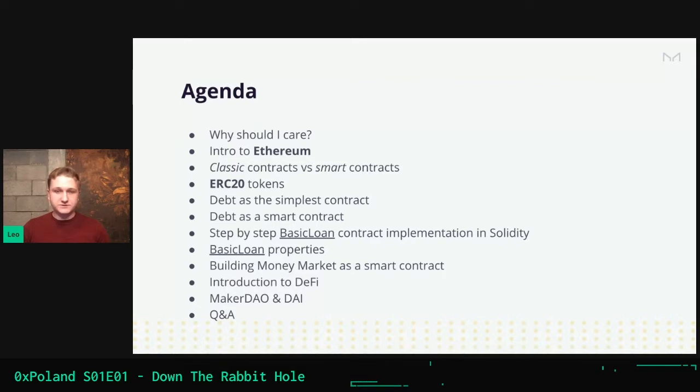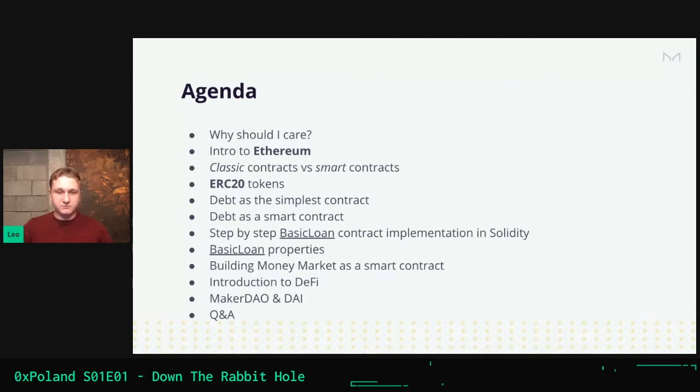We're going to talk about ERC20 tokens, which is the standard for representing value on Ethereum and for interoperability of value. Then we're going to look at debt as the simplest contract in the classical, legal understanding, and see what debt essentially is. Then we're going to look at debt from the smart contract perspective and think how we can represent debt on the blockchain. After that, we're going to start coding our basic smart contract that's going to represent debt alone. We're going to go step by step and implement this contract so that it's fully functional at the end.